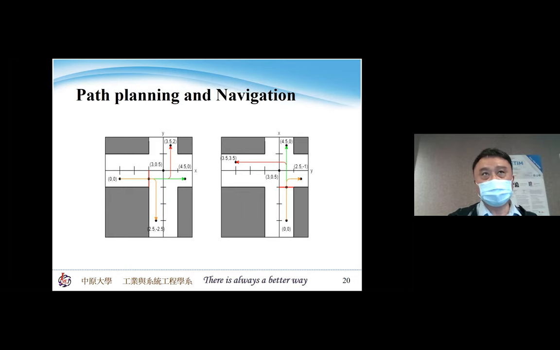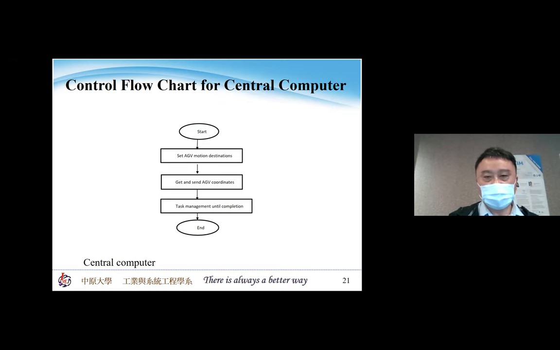So for three paths for one AGV, 3 times 3 is 9. They are totally 9 experiments. Due to the limitation of time, just go a little bit faster.